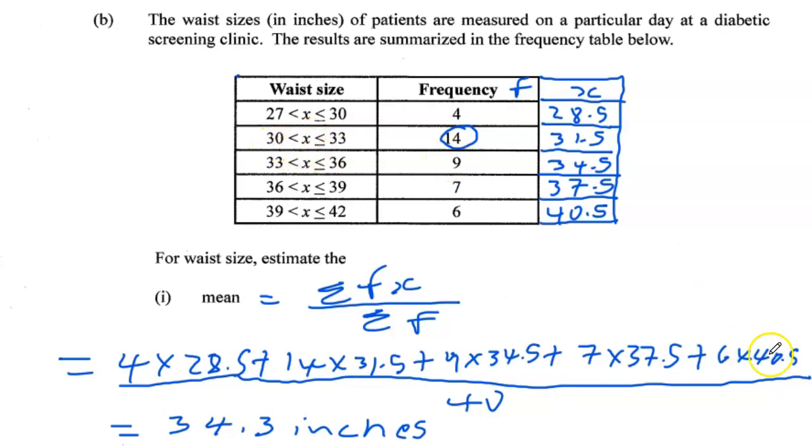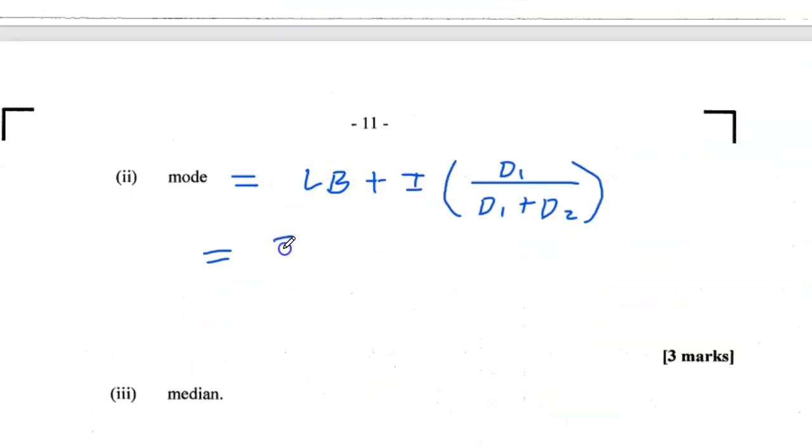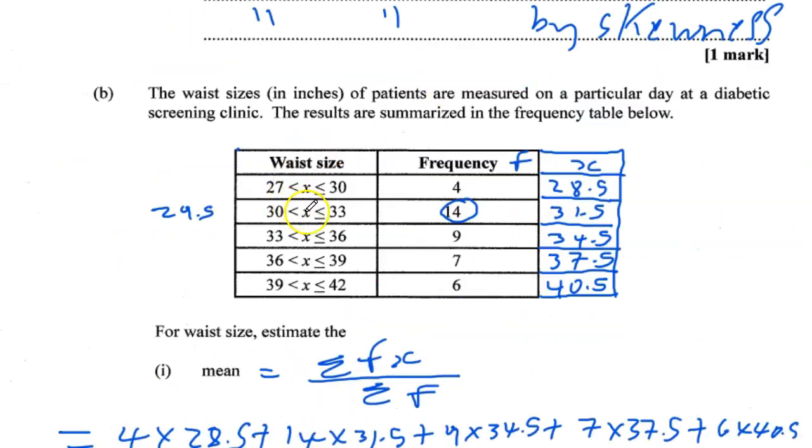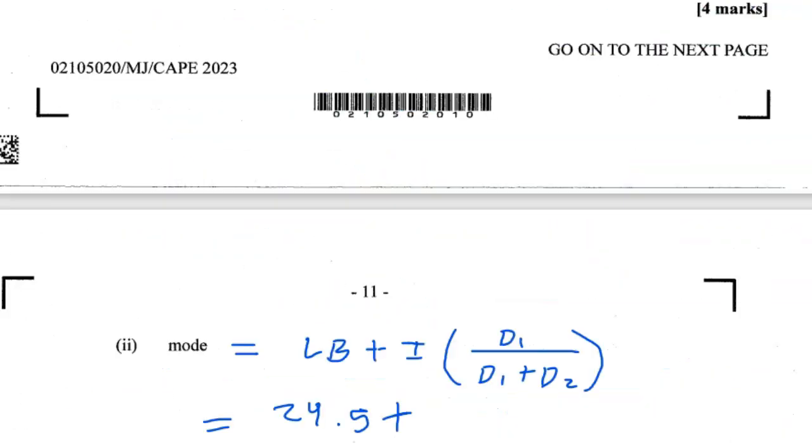So for the lower boundary, you subtract 0.5 from 30. That's 29.5. So in the formula, LB, representing lower boundary, will be 29.5. The class width, now what is it? The upper boundary would be 33.5; add 0.5 to the number on the right. If we take the difference, the class width here is 33.5 take away 29.5, so the class width is 4.